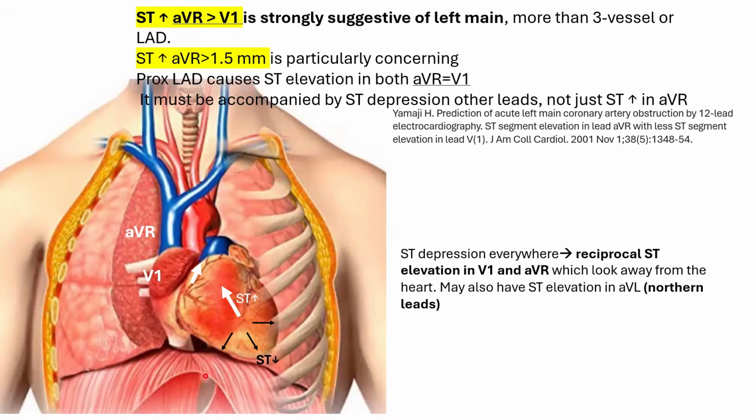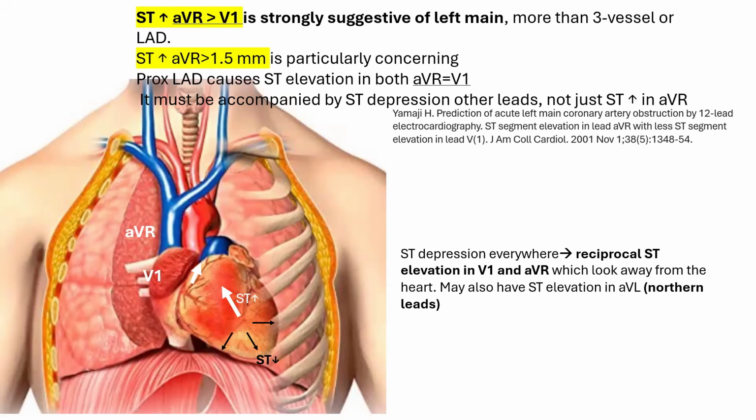Now that diffuse subendocardial ischemia, whether from 3-vessel or left main disease, will cause ST elevation in both V1 and aVR. However, in the case of left main, you will have more pronounced ST elevation in aVR than in V1, whereas in 3-vessel disease or in critical proximal LAD, you will have ST elevation in V1 that is equal or more pronounced than aVR.